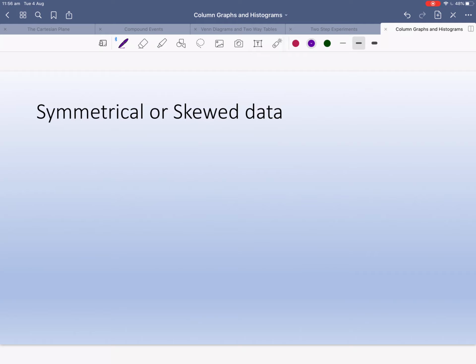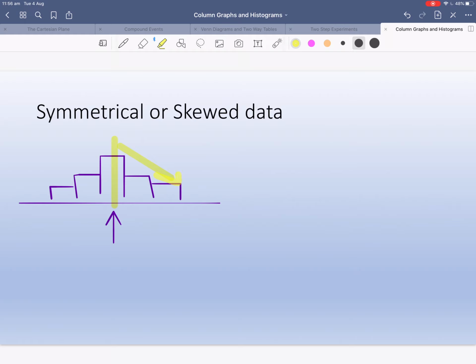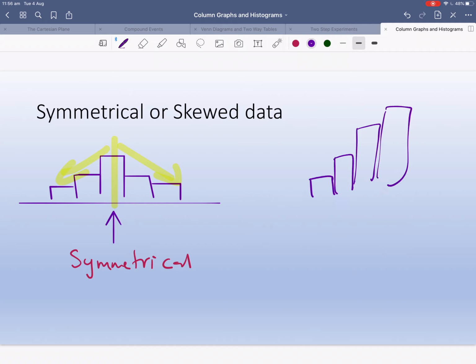All right, symmetrical or skewed. If I have histograms, let's do it like that. That is very symmetrical. See how it starts from the middle and it evenly goes out? So that's symmetrical, right? Now, if I've got histograms that are like this, this is skewed data, all right?